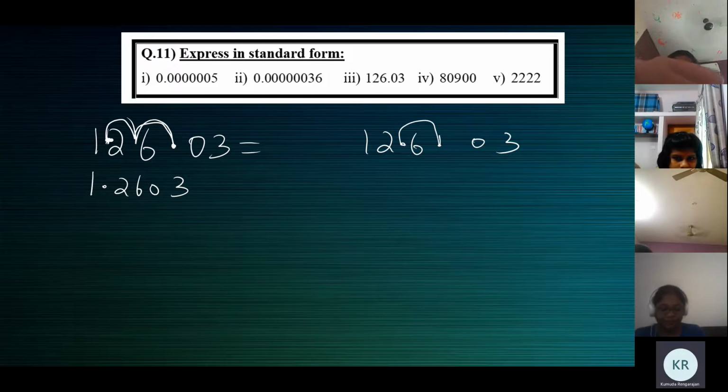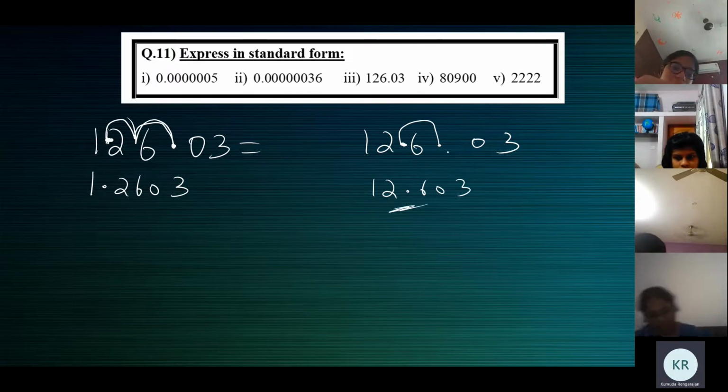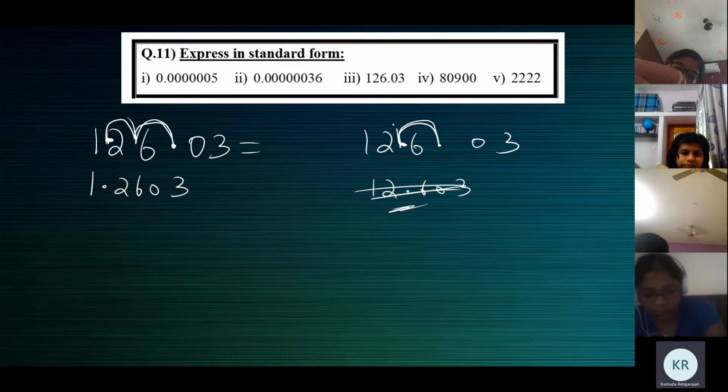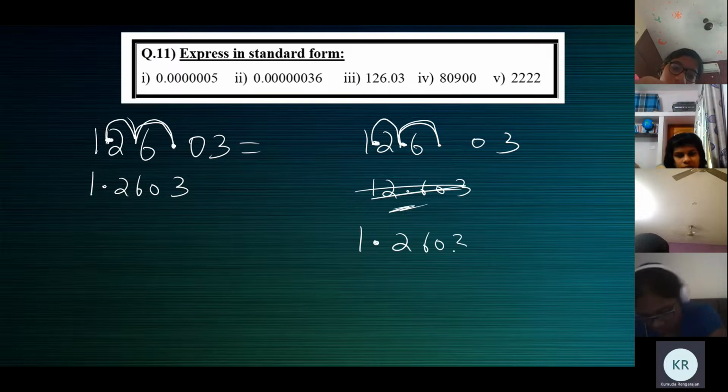When you move it here, what is the value? 12.603. No, it can't be 12. Supposing you move it here, it is 12.603. No, not possible. It cannot be 12. Then you'll have to move it here. When you move it here, it becomes 1.2603. This is fine because it's more than 1, but less than 10.